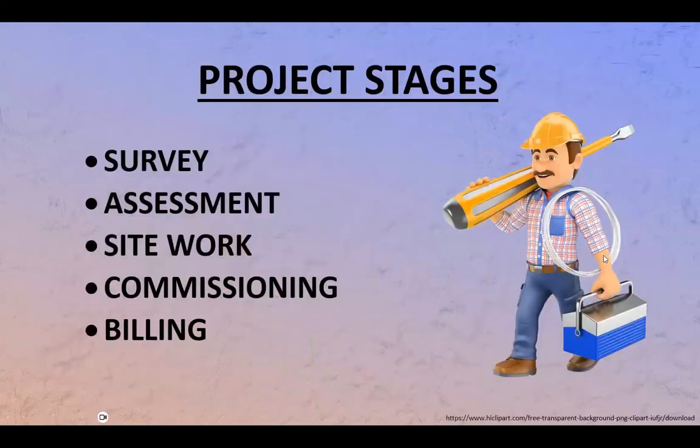There you go. Let's take a look at and review some of the project stages. Whenever you do a project, you could be what's called a project manager or project coordinator, or you could be the person that actually goes on the so-called front lines and does the job. So there's a coordination between one and the other. Every project starts with a survey, assessment, site work, commissioning, and billing. That's pretty much, in a nutshell, the sequence of procedures. Let's take a look at what's what, right?